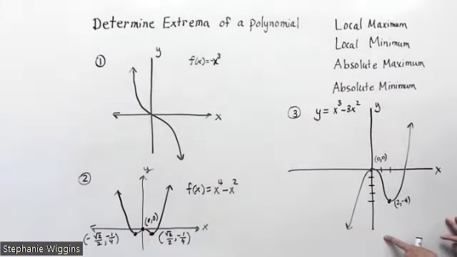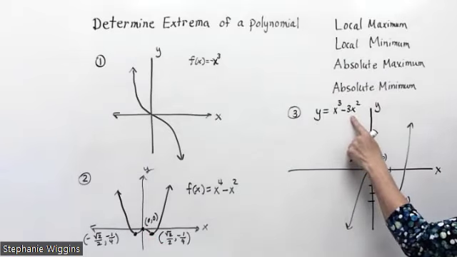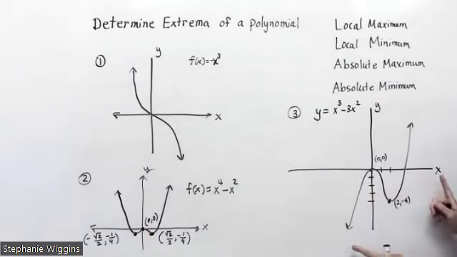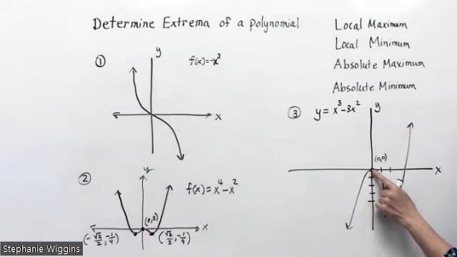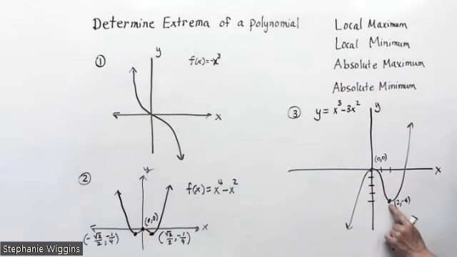Finally, in this example here, we have x cubed minus 3x squared, and we have no absolute maximum or minimum because it goes forever in opposite directions. But here we have a local maximum of 0 at 0, and we have a local minimum of negative 4 at 2.